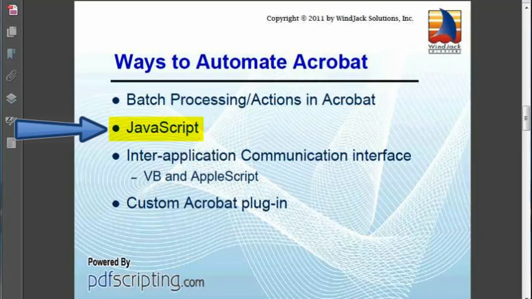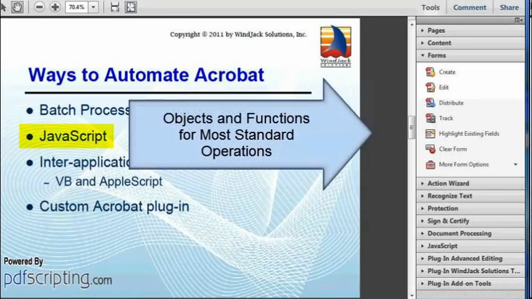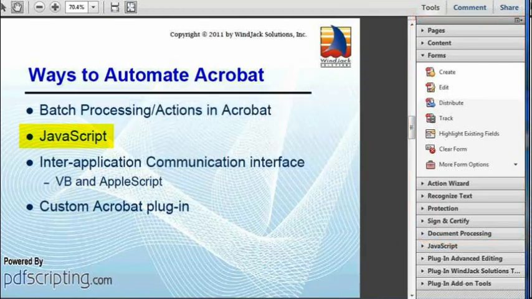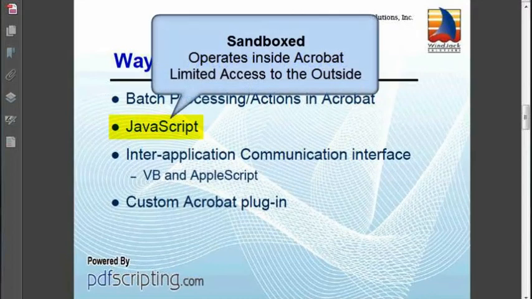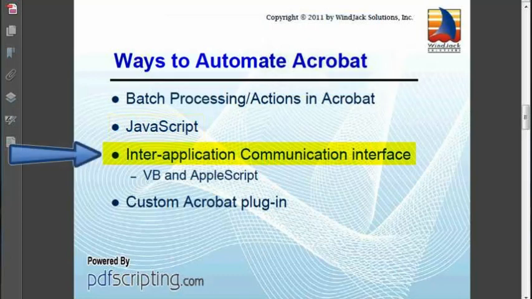JavaScript, on the other hand, takes a bit more effort and skill level to deal with. It's Acrobat's internal scripting language. In a way, it's very similar to Actions because there are JavaScript functions for most of the standard Acrobat menu items and toolbar buttons. But because JavaScript is a programming language, it's much more useful and more flexible than dealing with Actions. The only big drawback with JavaScript is that it's heavily sandboxed and has limited access to the user's file system.